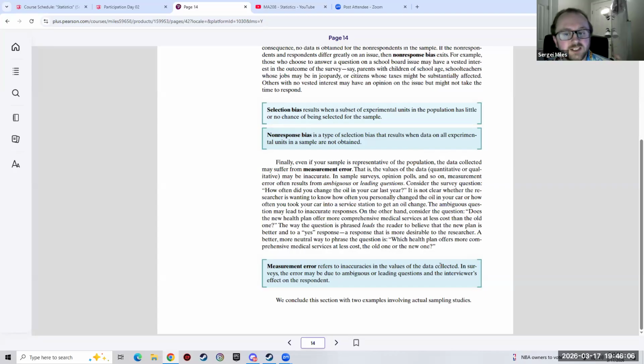So a measurement error is not just numerical. It can also happen with categorical types of data. All right. This can happen in surveys where some error may be due to ambiguous or leading questions, and the interviewer's effect on the respondent. There are other types of measurement error besides just numerical errors, where a number is written incorrectly.